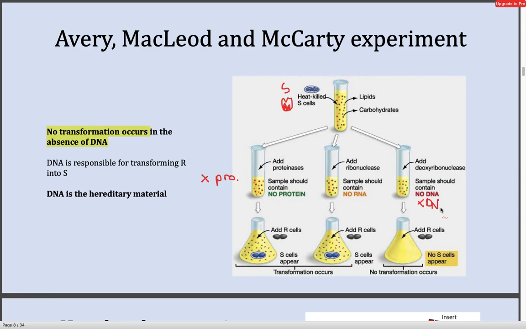And then they added R cells back to the different beakers and the tubes, just to check to see whether any S cells appear. So S cells actually did appear in the tubes that didn't contain protein or didn't contain RNA. But for the tube that didn't contain DNA, no S cells appeared. So all this is to say that DNA is what is crucial in order for transformation to happen. So if you don't have DNA, you'll see what happens at the very last beaker, which is no transformation occurs.